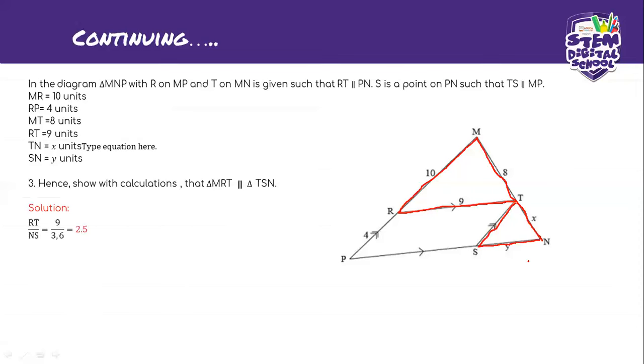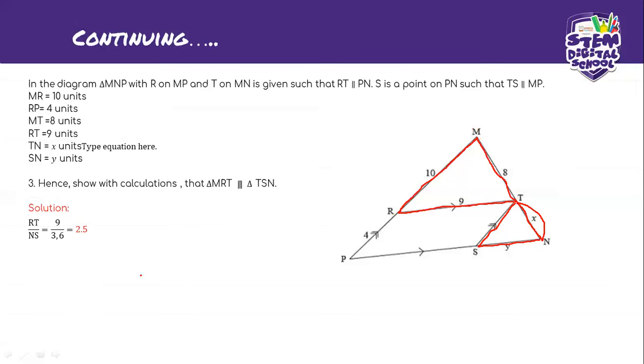Now first, what we did here, since we have this side NS, which was 3,6, right? And we also had this side NT. It was 3,2 from the previous slides, right? And we now also have this side, which is MR, which is 10. And we're also having this side MT, which is 8, right? And then another one is RT, which is 9 units, right?